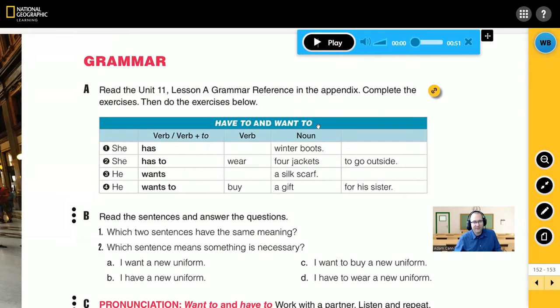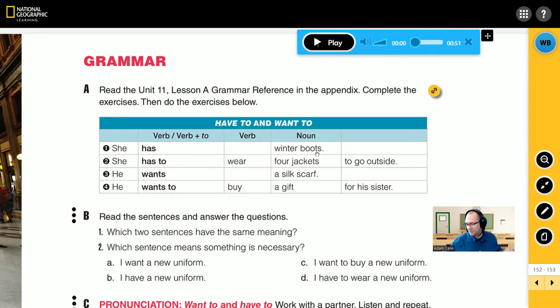The big difference here is have to is something that is very important. And I always say in class, do you have to do your homework, okay? And I try to say you should want to do it because when people have to do it, it's necessary. Anyway, they don't really want to. So here she has just winter boots. It means like I have a blue shirt or I have glasses or I have headphones on. These are all just it exists. It's mine. I have something.